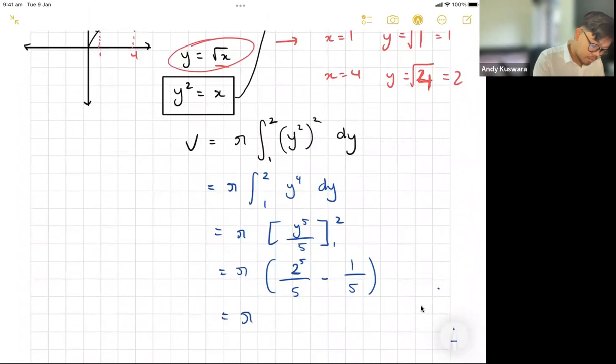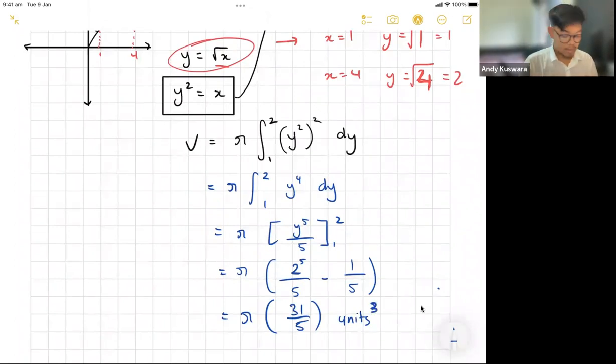And pi is going to be all that. 2 to the power of 5, I hope it's 36. I don't know why I said 36. It should have been 32. So 32 take away 1 is going to be 31 on 5 units cubed, because we're talking about a volume. And that there is how you find the volumes of a solid rotated around an axis.